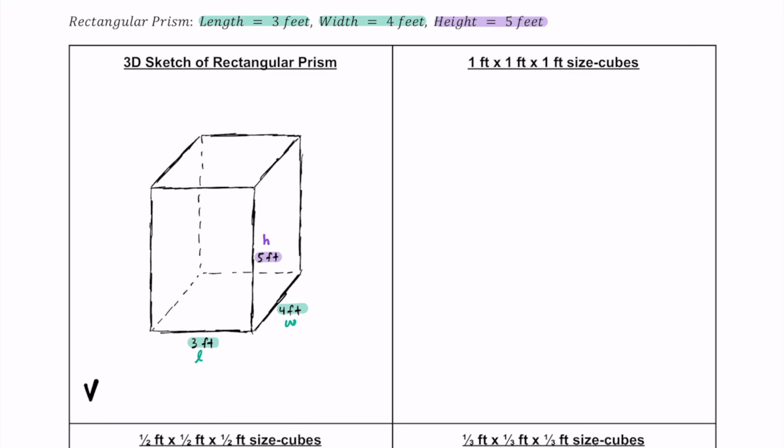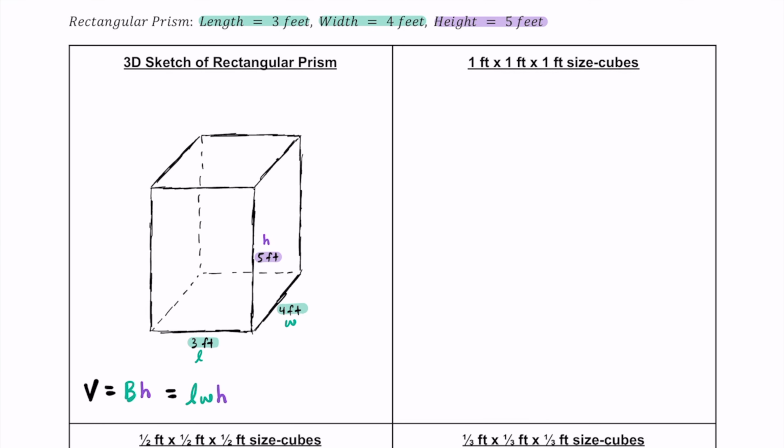So that volume formula for prisms is going to be capital V for volume, equal to capital B, which is just the area of the base, multiplied by lowercase h, which is just the measurement of the height. In this case, B is going to be created from the product of L and W because the base is a rectangle. So we're going to have length times width multiplied by height.